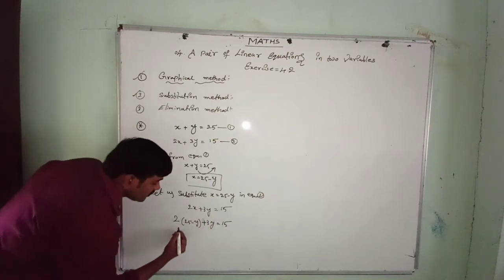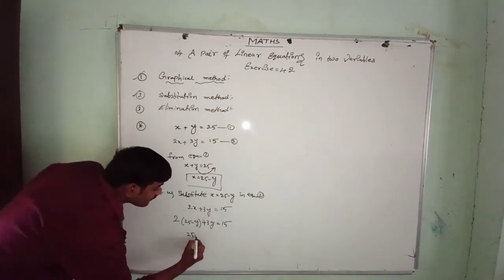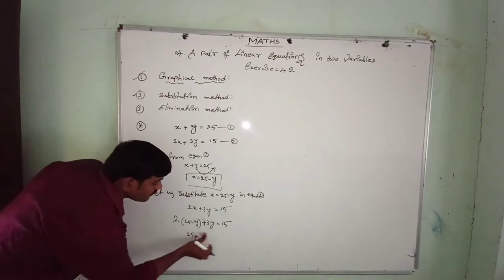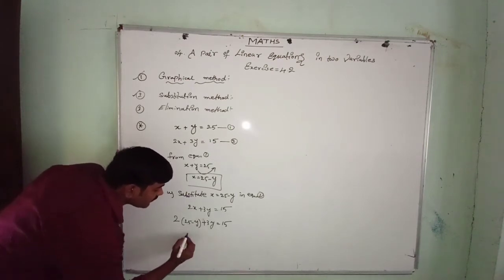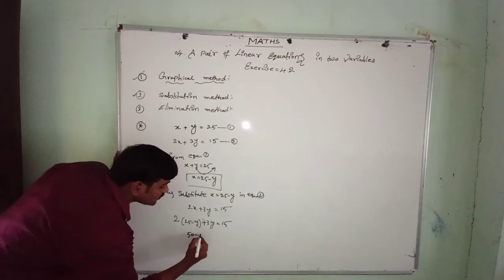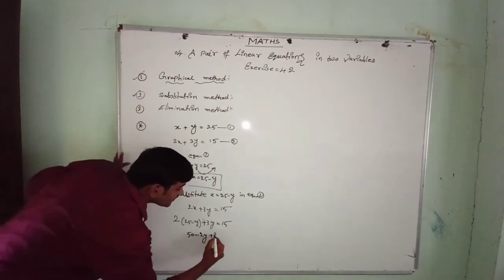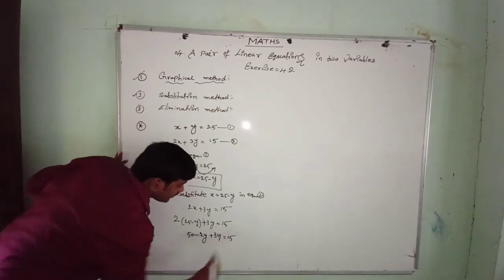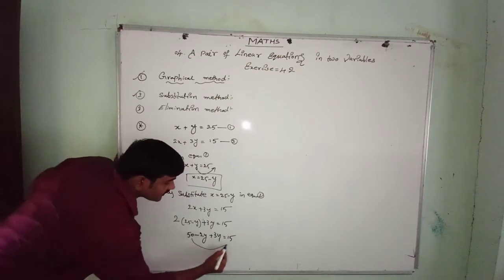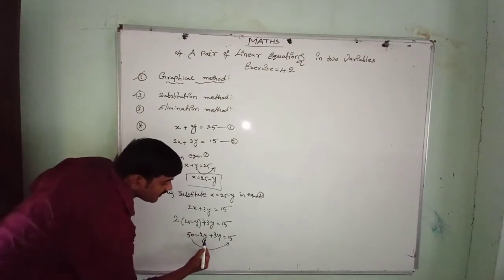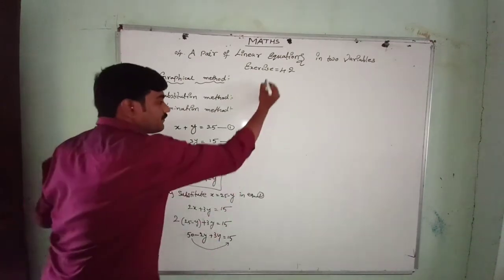We converted to 1 variable. 2 into 25 is 50, minus 2 into y is 2y, plus 3y equal to 15. This 50 we transfer to this side. 3y minus 2y is 1y.